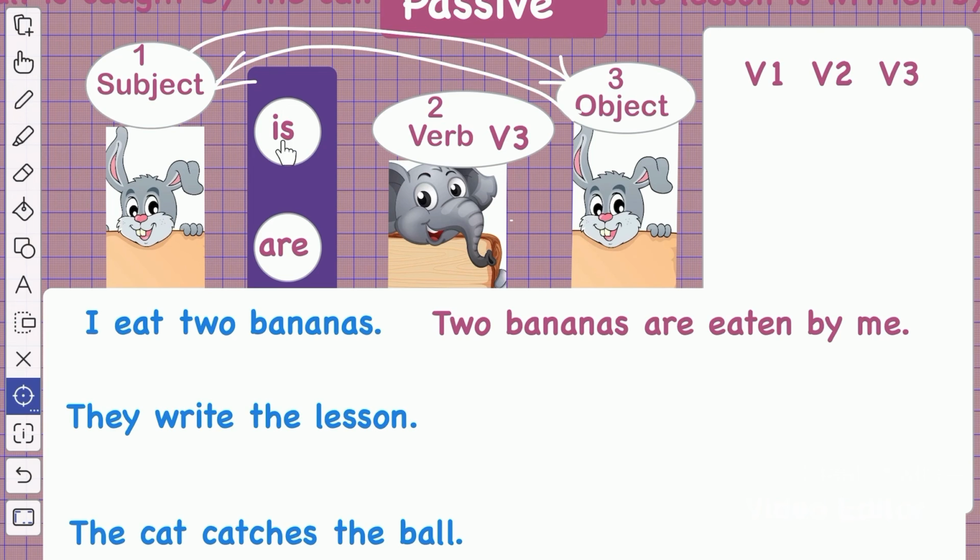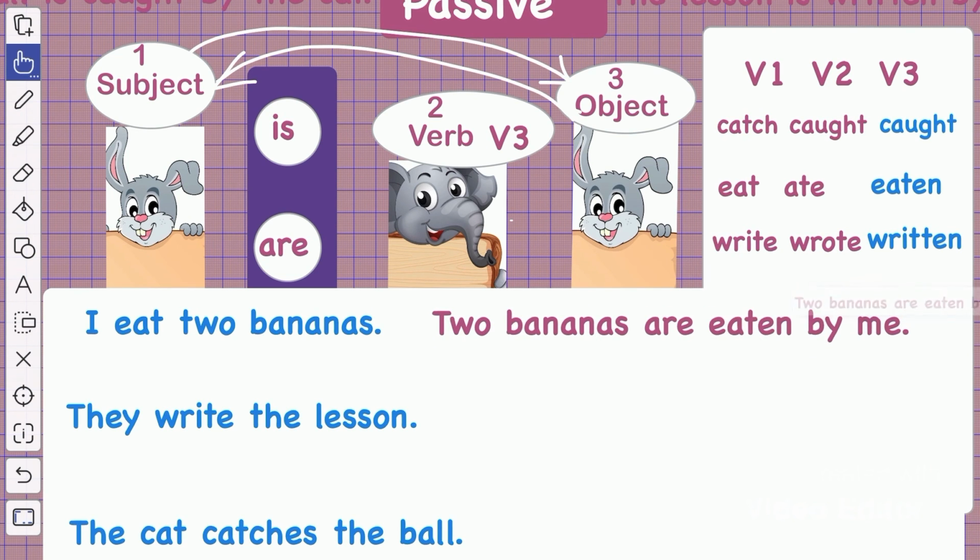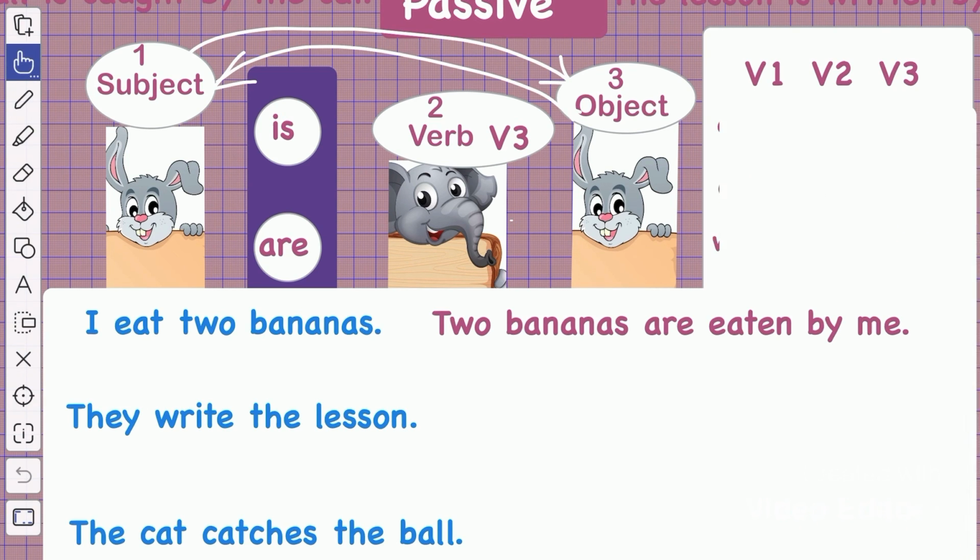The lesson is. So after writing the lesson is, I will write V3 of the verb. What is V3 of the verb write? Written. So I will write the lesson is written. And after writing V3, I will write the preposition by, and then I will write the first word. But can I say here by they? No, it will be changed into them.